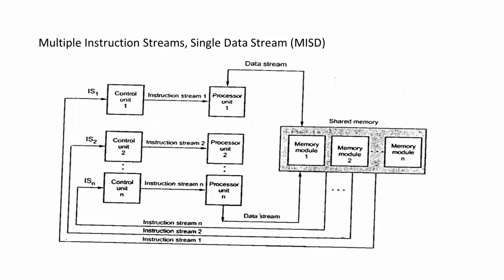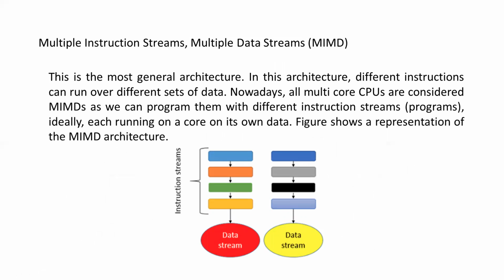Now we can check the general architecture. In this diagram, you can see control input 1, control input 2 and control input N, which are combined with processor unit 1, processor unit 2 and processor unit N, which collaborate with multiple memory modules: memory module 1, memory module 2 and memory module N. This particular architecture is known as a multiple instruction stream and single data stream.